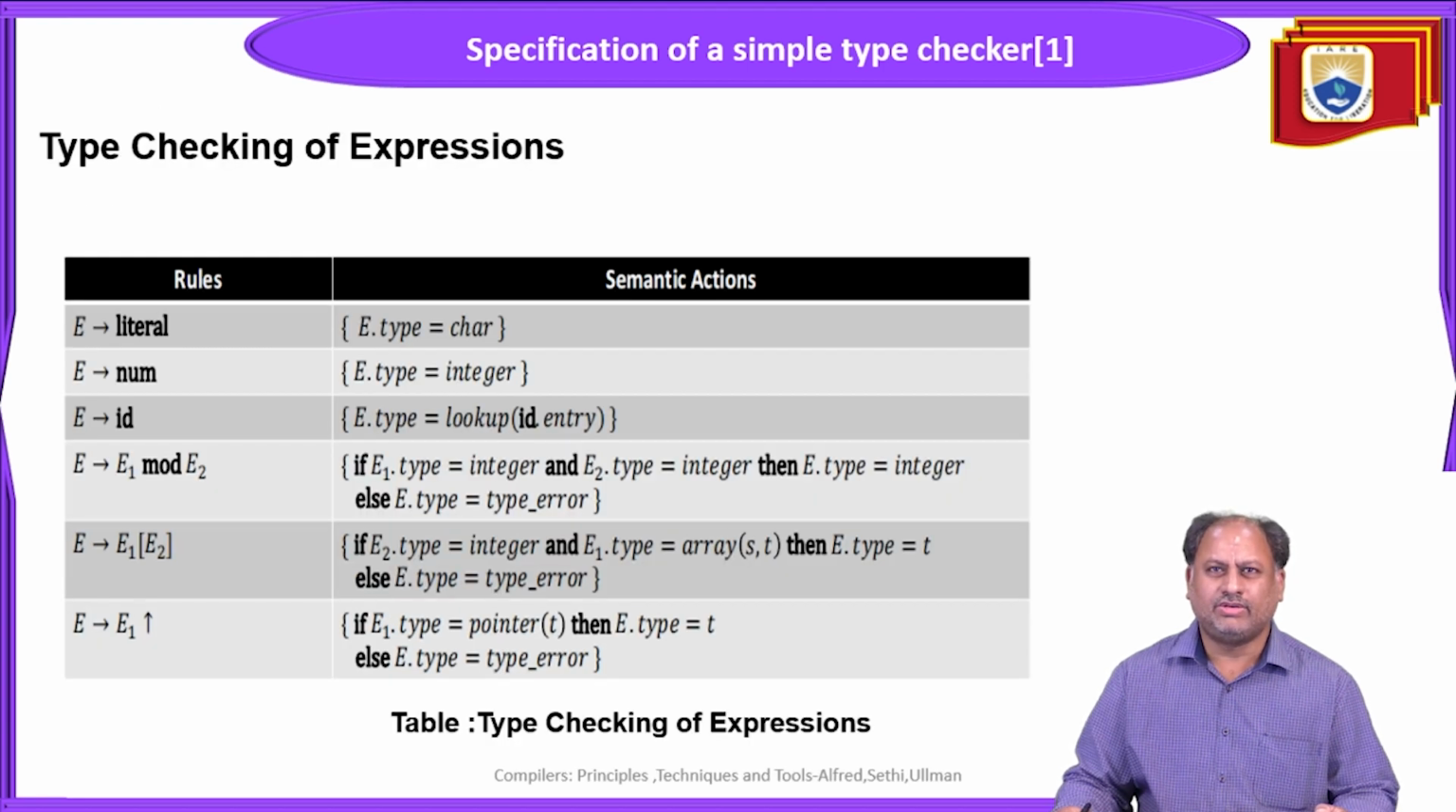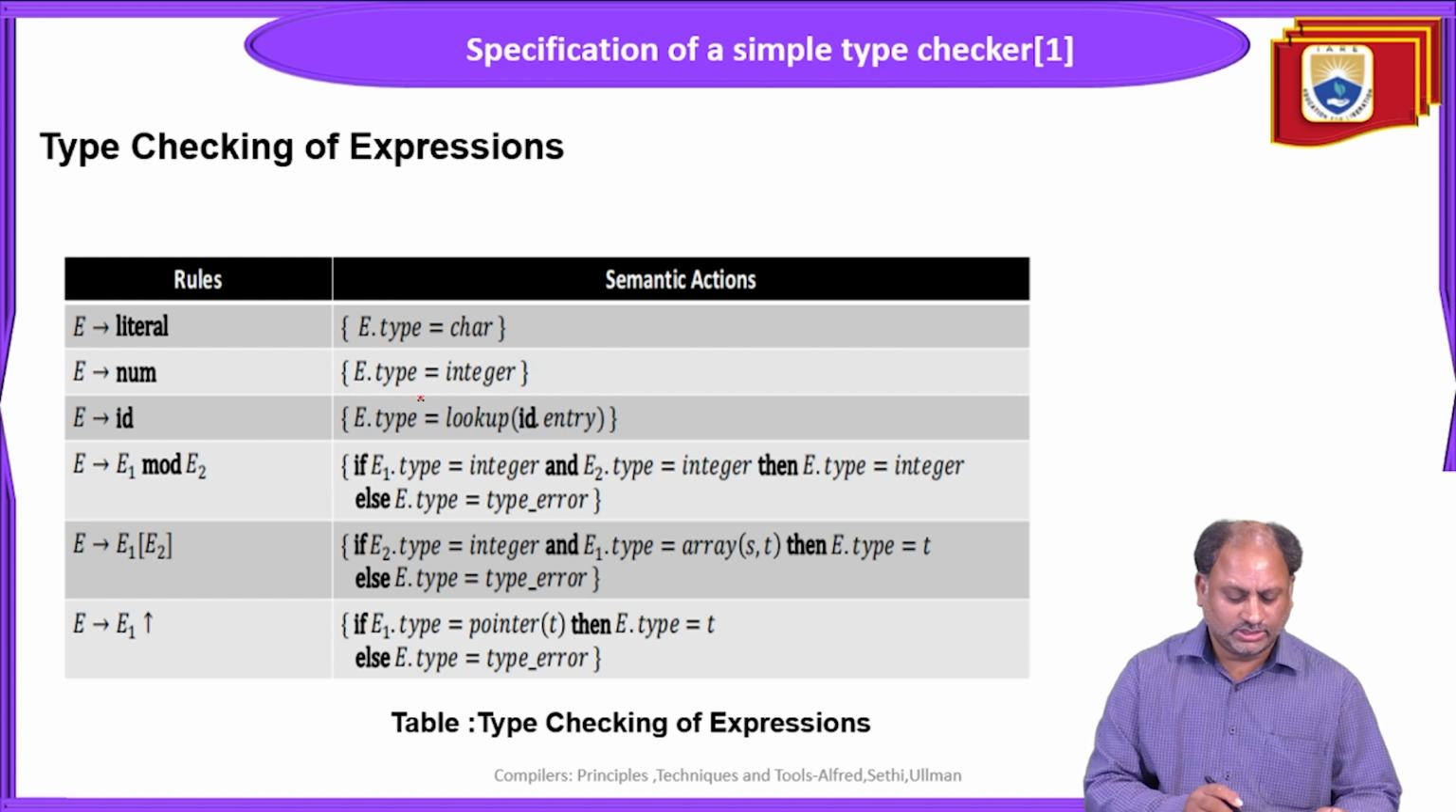Next, type checking of expressions. Here, expressions are also verified with the help of this type checking process. What is the type? Character type, integer type, and sometimes an identifier. An identifier is looked up in the symbol table entries using the lookup function, which retrieves the recorded entry and assigns it to E.type.